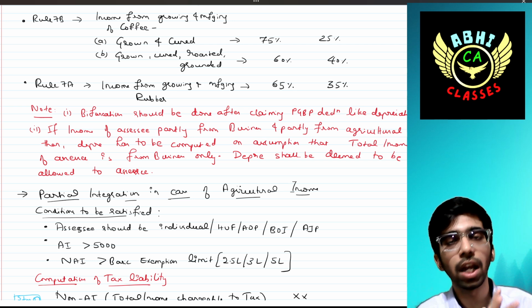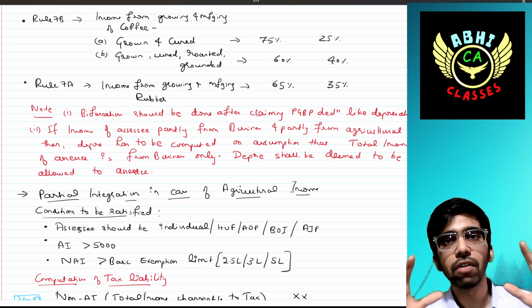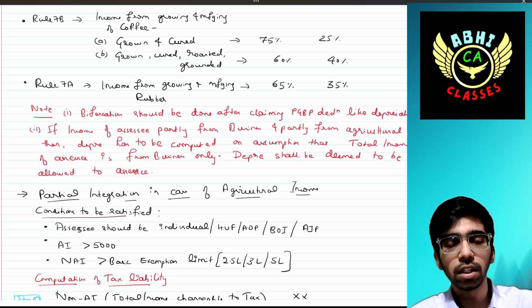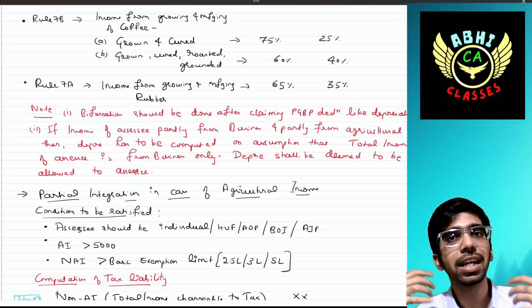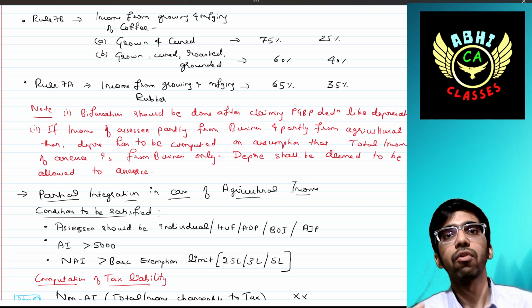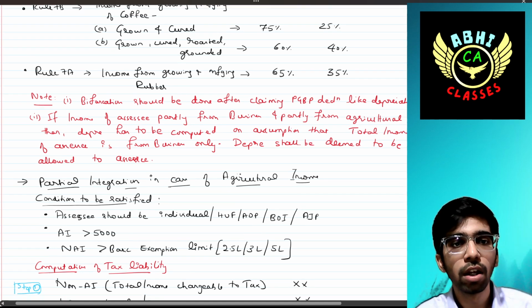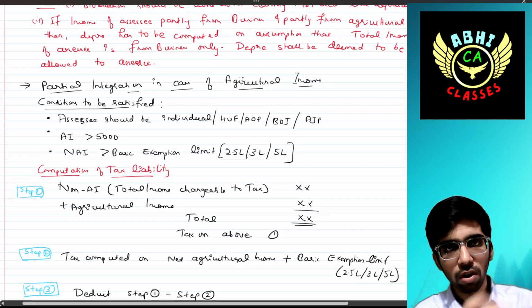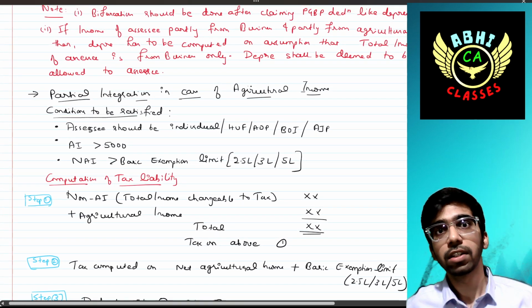Depreciation can be deemed to be allowed to the SSE. If you have agriculture income and business income simultaneously, it is assumed that the depreciation will be allowed only for the business income, and then the apportionment is to be made. Okay, simple. There is one concept that is very important from the exam point of view.